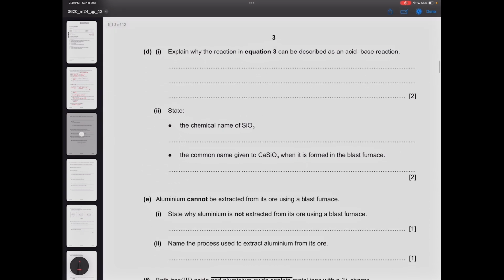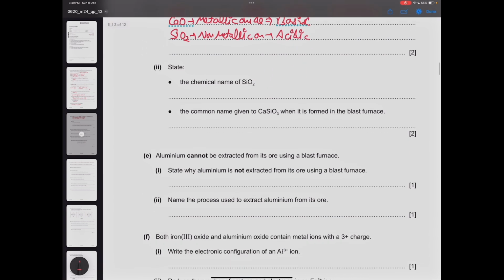Now, explain why the reaction in equation 3 can be described as an acid-base reaction. This we just discussed, that calcium oxide is a metallic oxide and metallic oxides are basic in nature. Silicon dioxide is a non-metallic oxide, and non-metallic oxides are acidic in nature. Right? Now, the chemical name of SiO2, this is called silicon oxide.